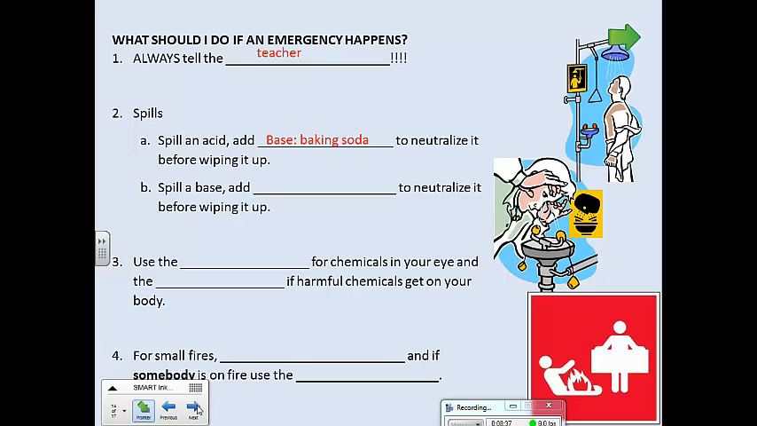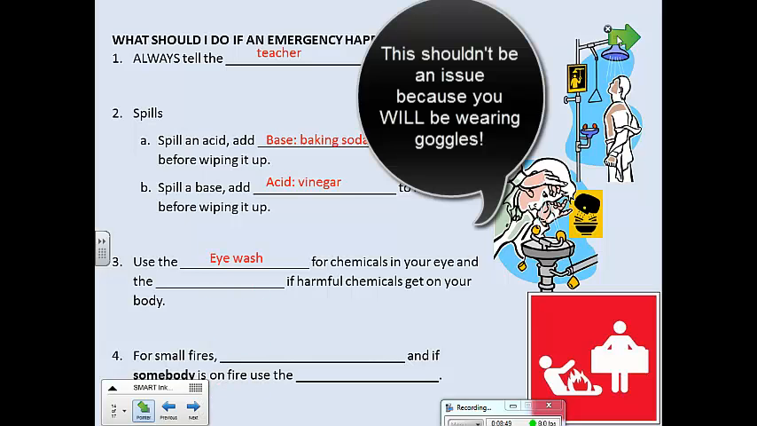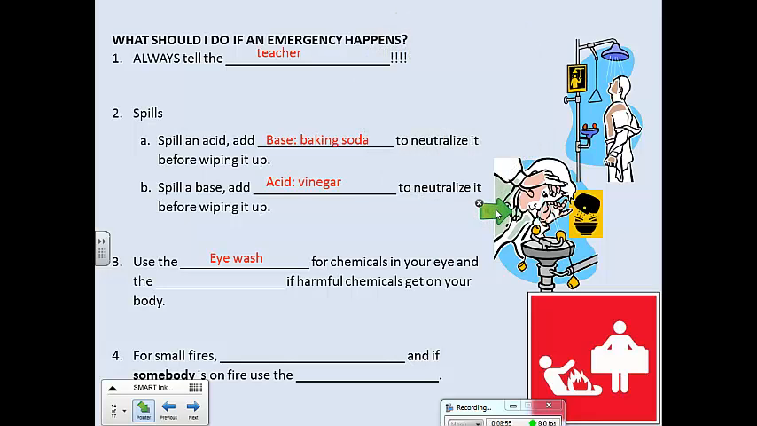And the opposite's also going to be true. If you spill a base, we're going to add an acid to that, and our acid that we're going to use is vinegar. It's acetic acid, and that'll neutralize any basic spills. If you get a chemical in your eye, which shouldn't be an issue, you're going to use the eye wash station, and that's what this picture is right here. You have water squirted into your eye for 15 to 20 minutes, and that's just not fun, so make sure you're wearing your goggles at all times.